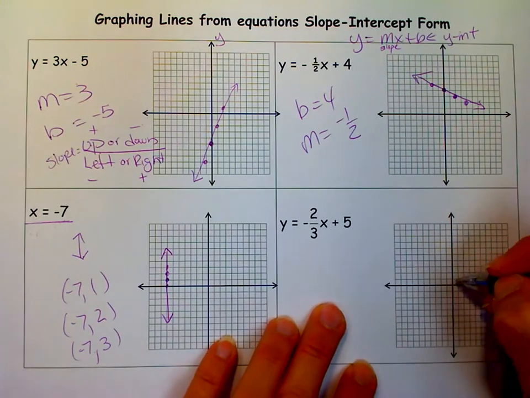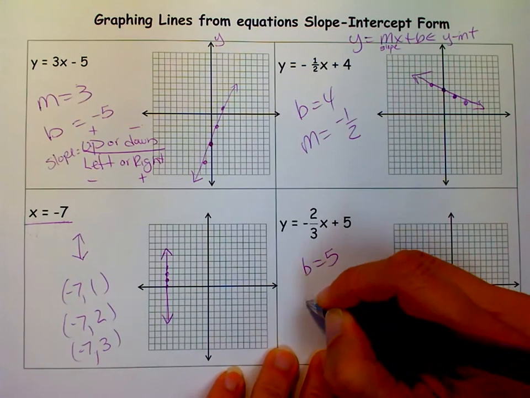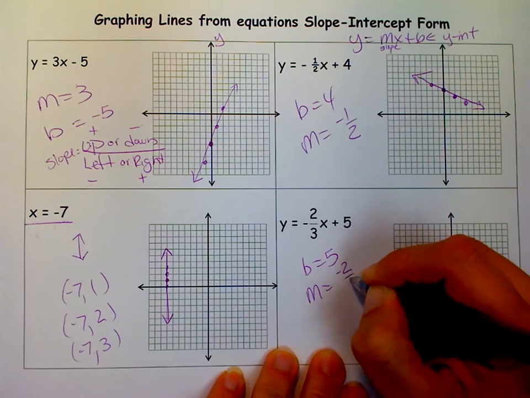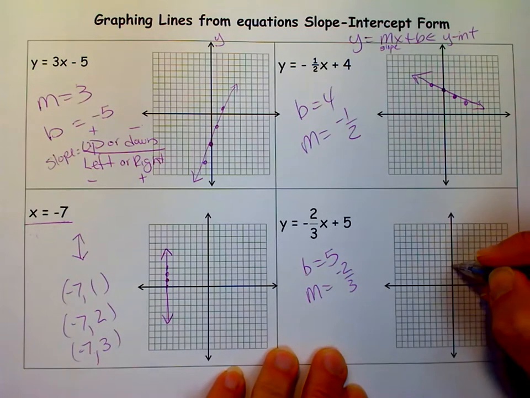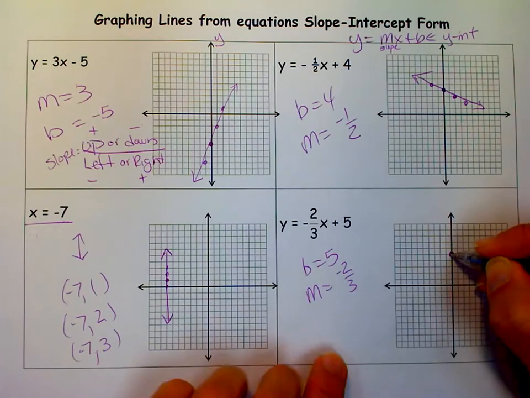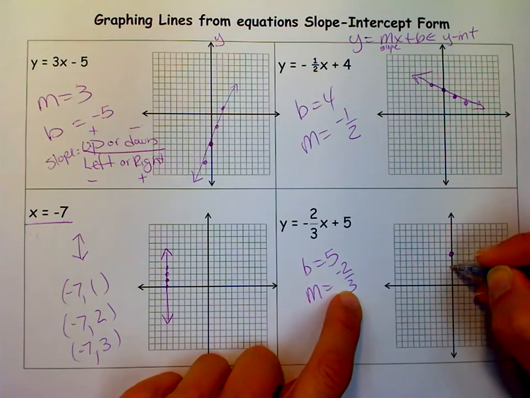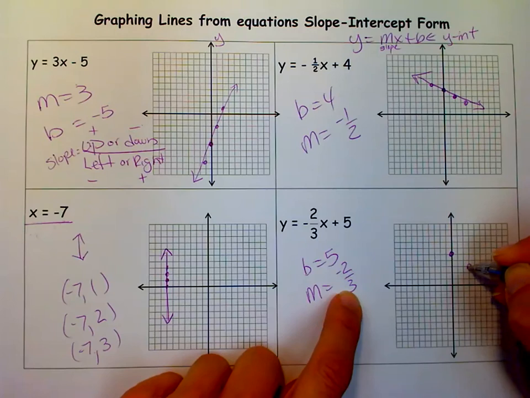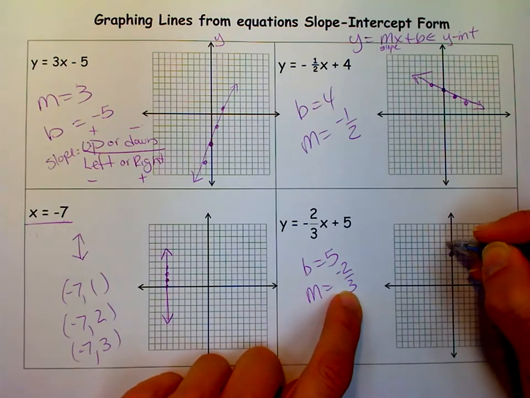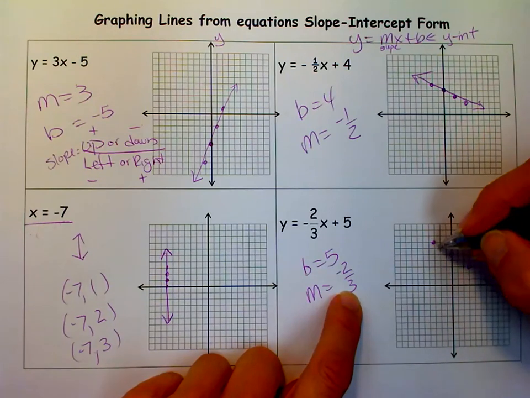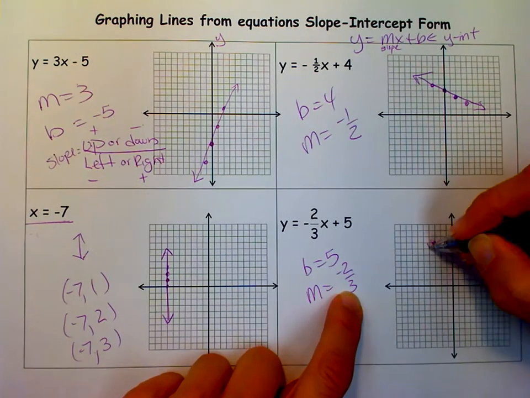Last one, y-intercept is 5. Slope is -2/3. So we're going to graph 5. And then we're going to use our slope. I'm going to use down and right. So down 2, right 3, down 2, right 3. But I could have also gone up 2 and right 3. And then I connect my dots.